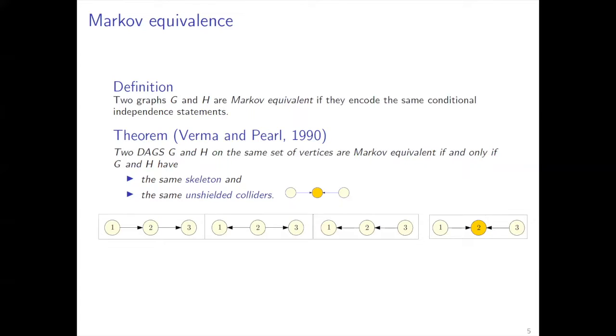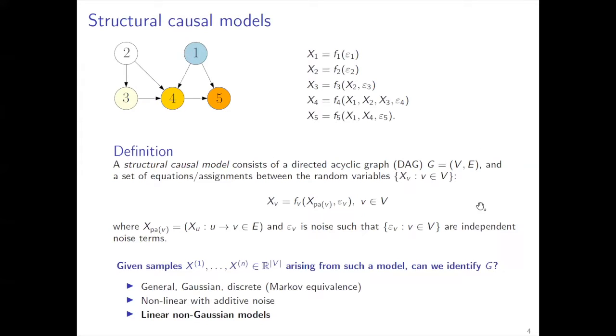Okay, so this was just Markov equivalence. It's an interesting combinatorial criterion on the graphs. And the point is that there are certain cases where you can make some assumptions on the model that will give you the ability to actually learn the graph, to identify the graph.